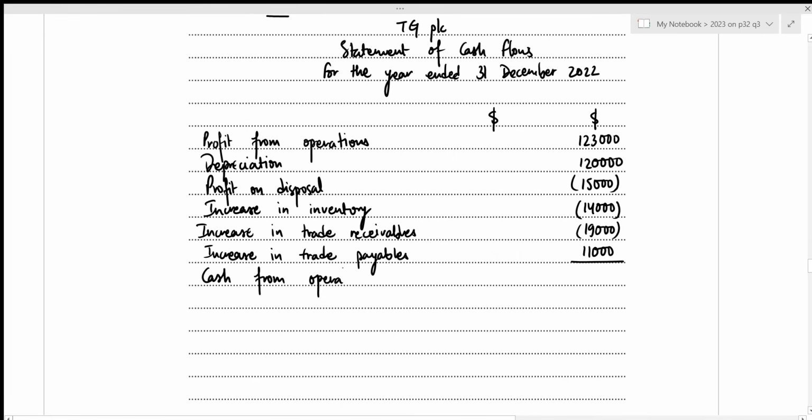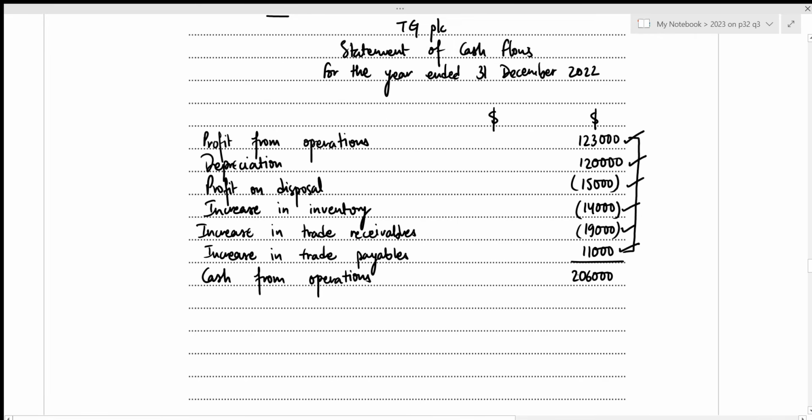Okay, let's calculate it. That's going to be 123,000 plus 120,000 minus 15,000 minus 14,000 minus 19,000 plus 11,000, which results in 206,000.